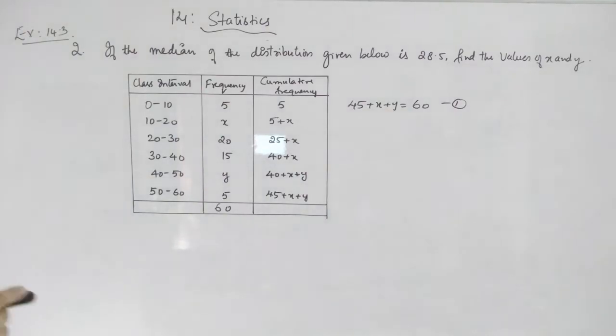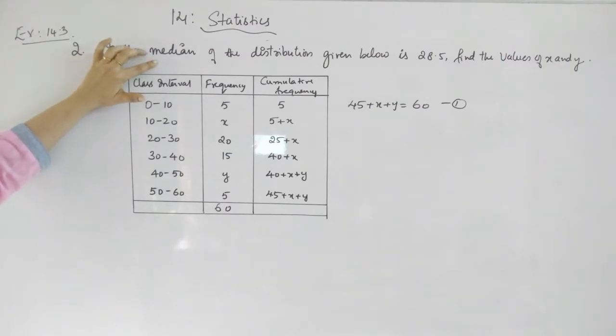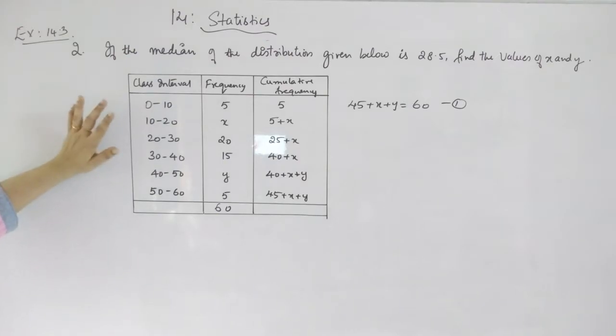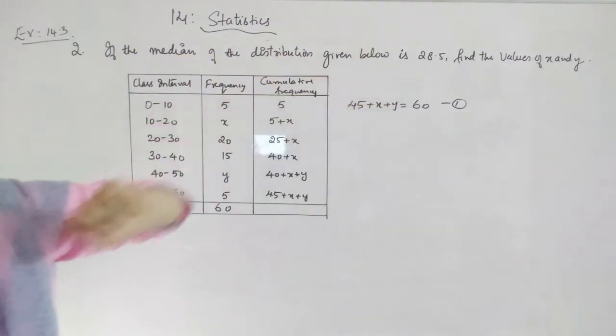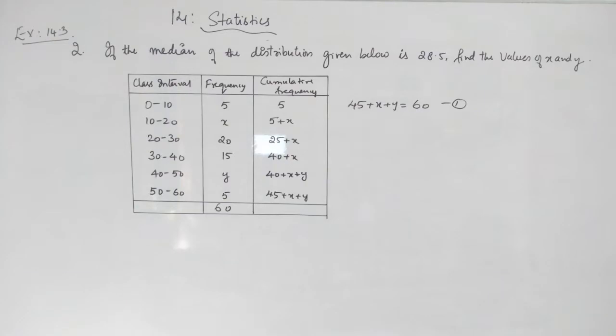Our purpose is to find out x and y. That means we should get two equations in two unknowns so that we can solve them and find the values of the unknowns. Now the next thing is, we can use a formula of median because median is given. But for formula we need certain things. For that we will just go for the value of median which is given, that is 28.5.